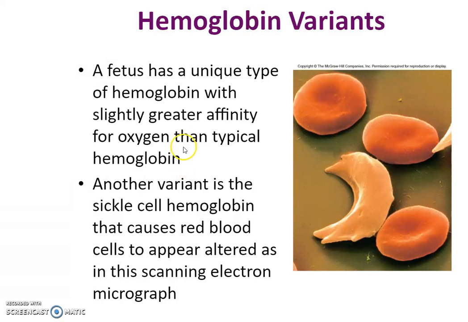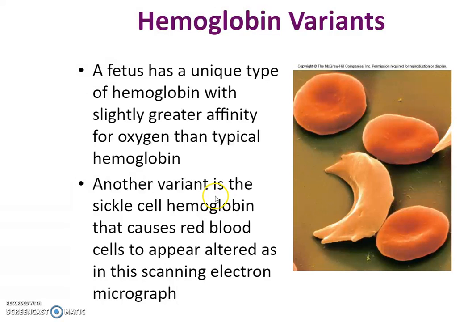There are variants to hemoglobin, like sickle cell anemia, which is what this is showing. Hemoglobin is shaped incorrectly. A fetus has a unique type of hemoglobin with slightly greater affinity for oxygen than typical hemoglobin. So when you are in utero, your hemoglobin is more attracted to oxygen.